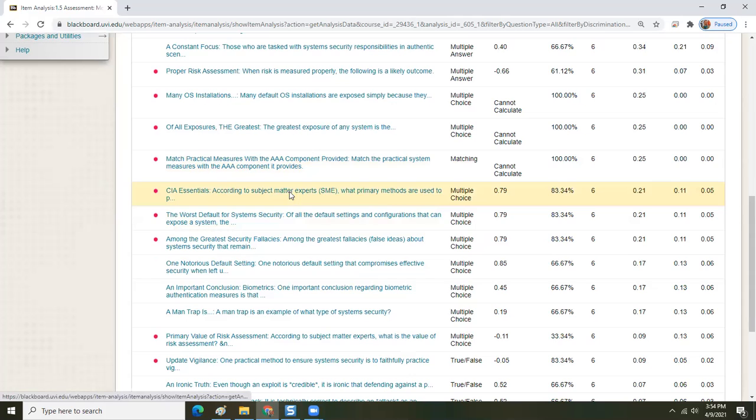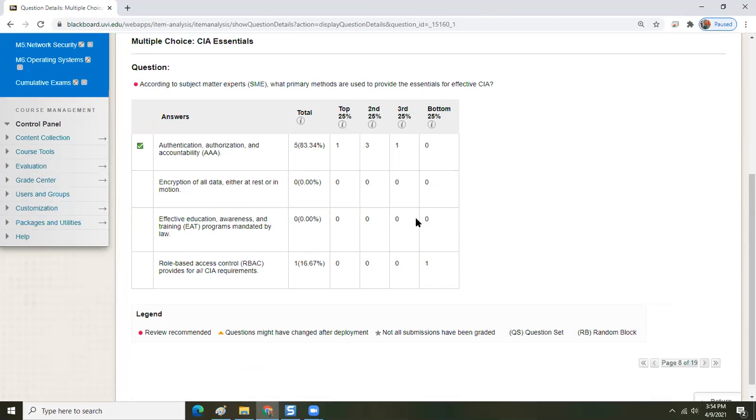Last item, CIA essentials. According to subject matter experts, what primary methods are used to provide the essentials for effective CIA? So confidentiality, integrity, and availability are protected by authentication, authorization, and accountability.